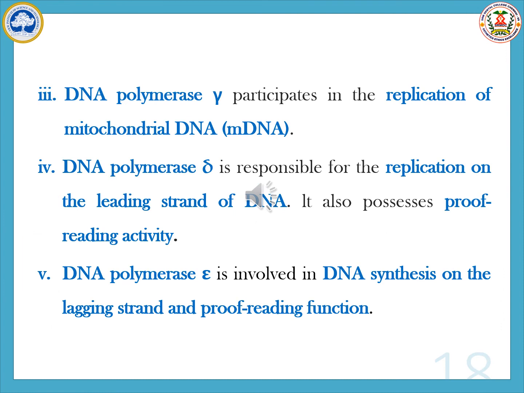Here the DNA polymerase gamma participates in the replication of mitochondrial DNA, while DNA polymerase delta is responsible for the replication on the leading strand of DNA, and it also has proofreading activity. And the final DNA polymerase, epsilon, is involved in DNA synthesis on the lagging strand and proofreading function. So these are all the various functions of DNA polymerases.